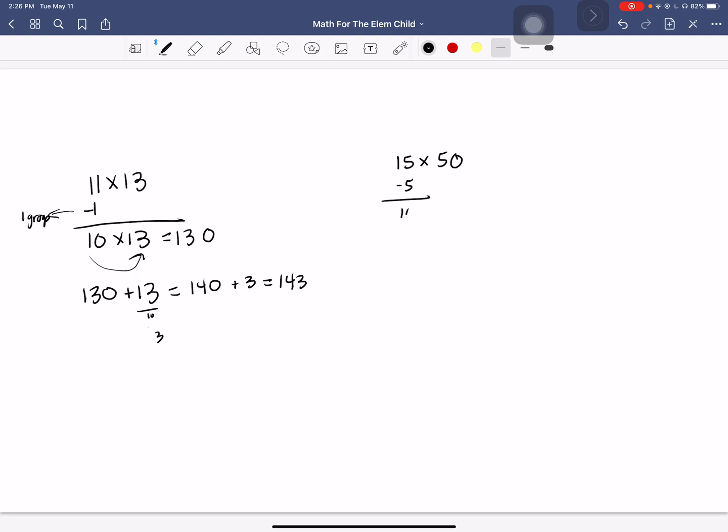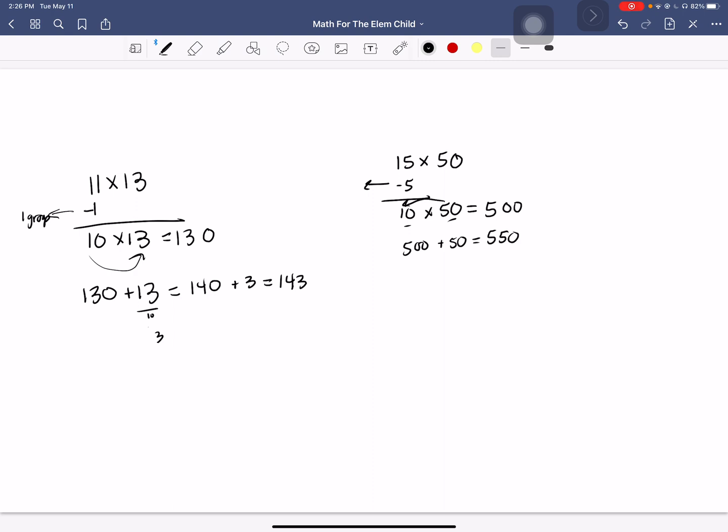So now we have 10 times 50. And look, we have 2 zeros. So we're going to bring those over, and then 5 times 1 equals 5. So we have 500. Now we bring the 500 down, and now we have to add 5 groups of 50 back into 500. So 500 plus 50 equals 550.